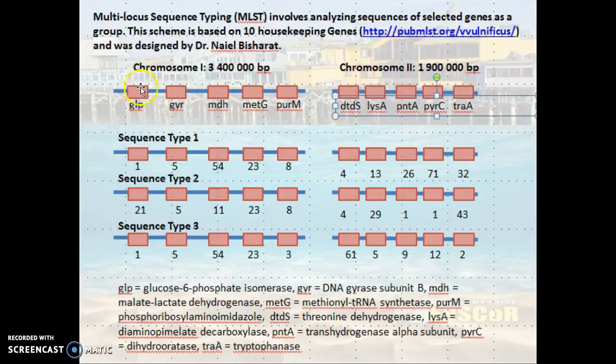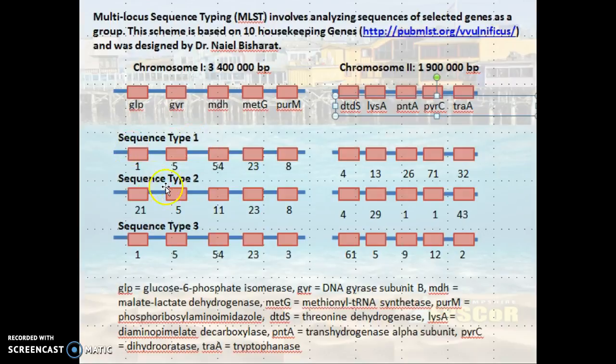But Niall Bisharat determined that you could use these genes, glp, gyrB, mdh, metG, and purM, all from chromosome 1, and these genes, dtdS, lysA, pntA, pyrC, and tnaA, from chromosome 2. And if you could get the sequences from these 10 genes, and then study them by concatenating or grouping them together, you could do phylogenetic analysis, and you could also assign your isolate to see if it matched anything previously published or documented. So you could assign it what's called a sequence type.